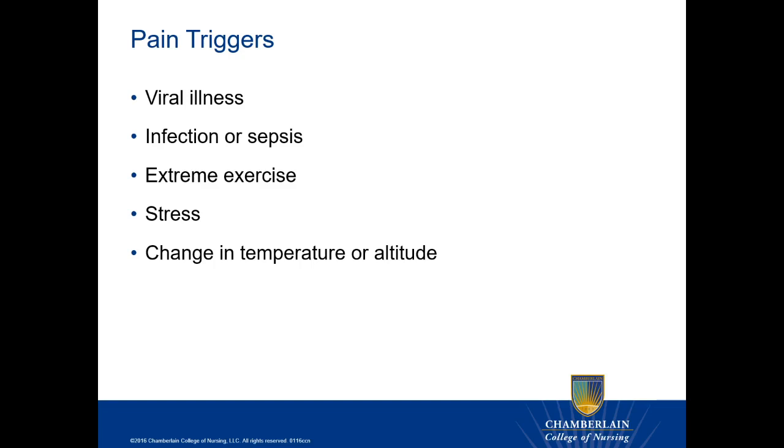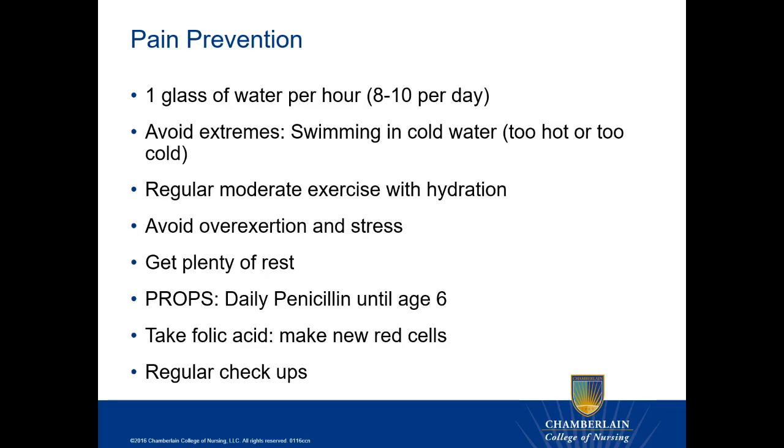All of these things are related to what? Dehydration, hypoxia, and acidosis. Right? Everything. So, if we're going to prevent a sickle cell crisis, if we're going to prevent sickling, we have to prevent dehydration, acidosis, hypoxia. This is some of the ways to do that.